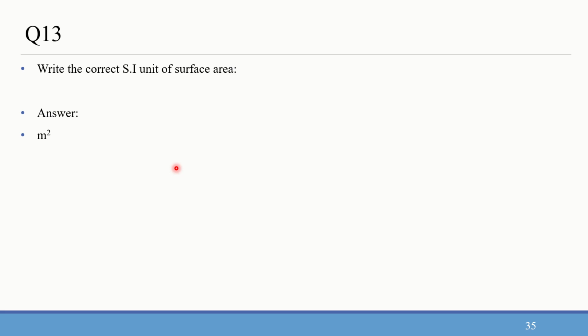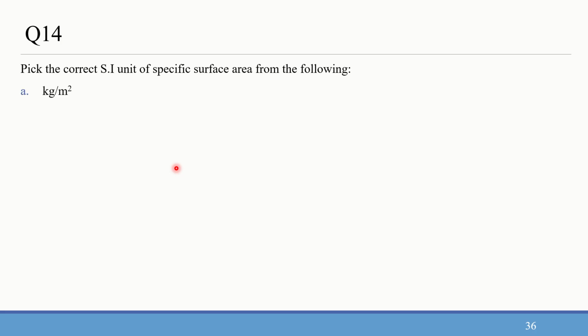So surface area is just simply area. So the unit is also simply area. Now if instead of surface area we have a specific surface area, what will be the unit? We all know the unit of specific surface area is meter square per kg.